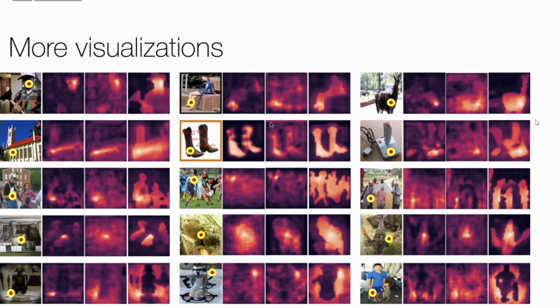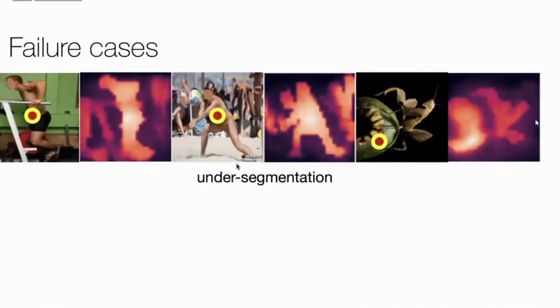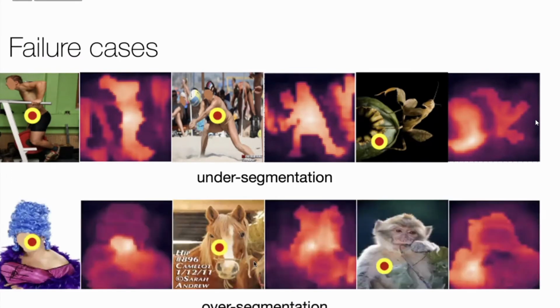And of course, we have failure cases. One failure mode is under segmentation. Given a point, it will also include pixels from other objects into the segmentation. The other is over segmentation. In this case, only part of the object is considered within the same group.